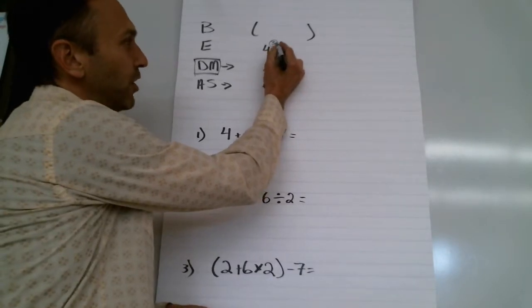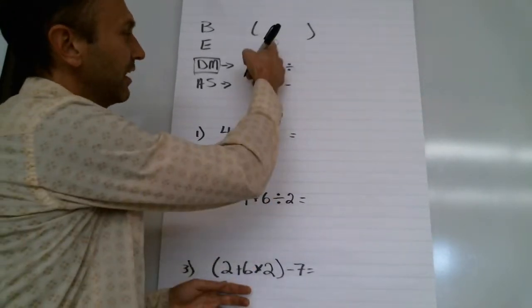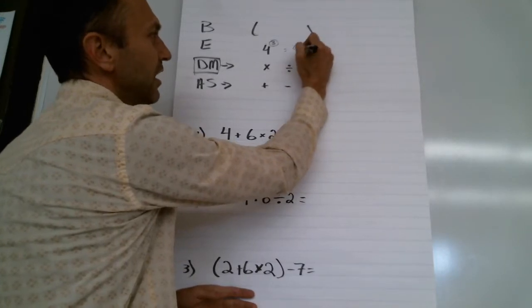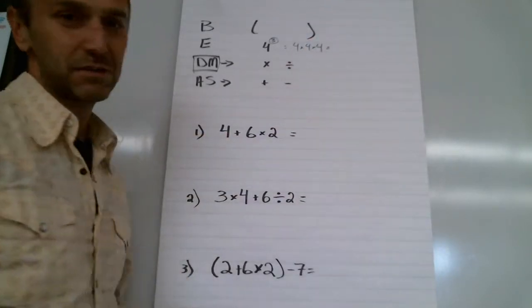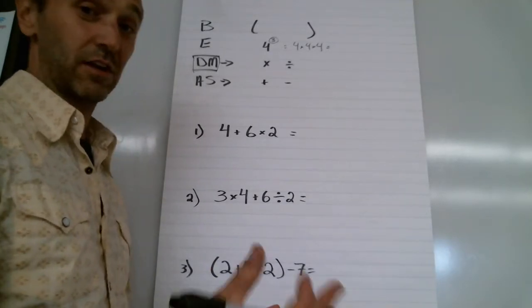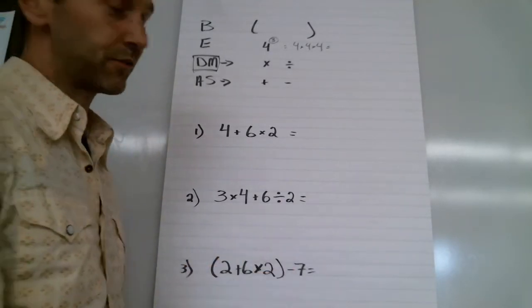So if we have 4 to the power of 3, that little number tells us how many times we multiply the base by. Again, grade 6s and 7s, you don't really need to do any of the problems that have it. You can try it if you want though.